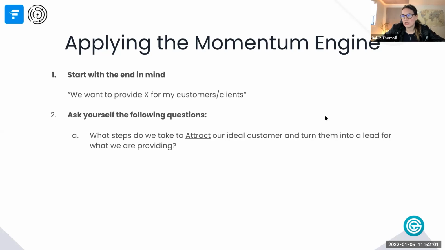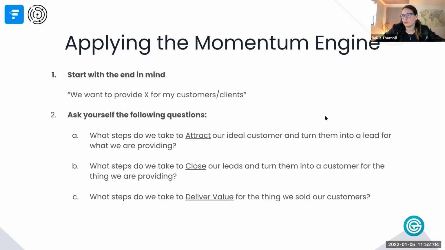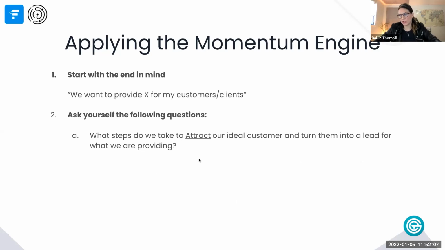The second thing that you need to do is ask yourself some of the following questions. So first of all, what steps are we doing to attract our ideal customer and turn them into the lead that we're providing? This will help you identify what those leading indicators are, because it's going to ask you what actions you are taking. So are you showing up on Instagram? Are you showing up on LinkedIn, YouTube, whatever? And then what are the real metrics that matter about those decisions? We really want to look for what will turn them into a lead. What is that conversion metric? What is that lever that you're looking for?